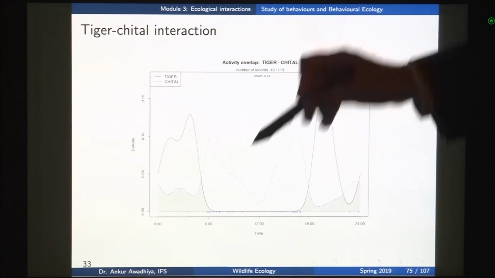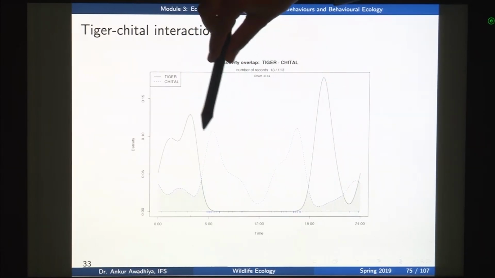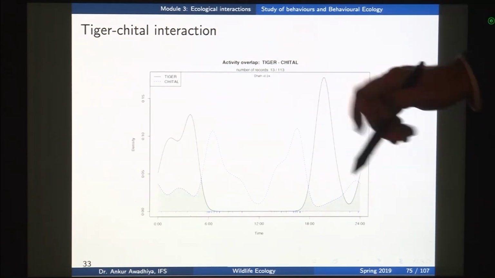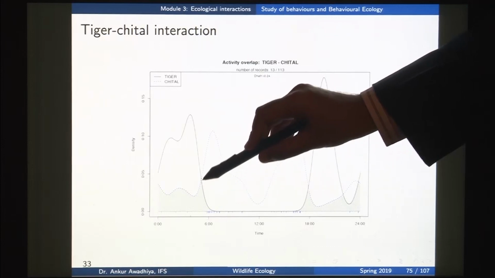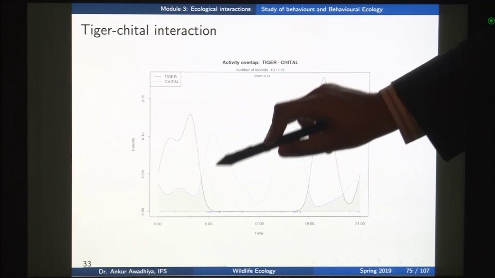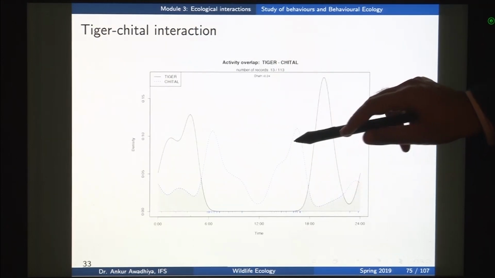Now, here we observe that both of these curves do not match each other. The amount of concordance, or the amount of overlap between both of these, is just about 24%. Now, why is that so? If we see, this is the time where cheetals are most active. They are most active during the early day and late in the evening.